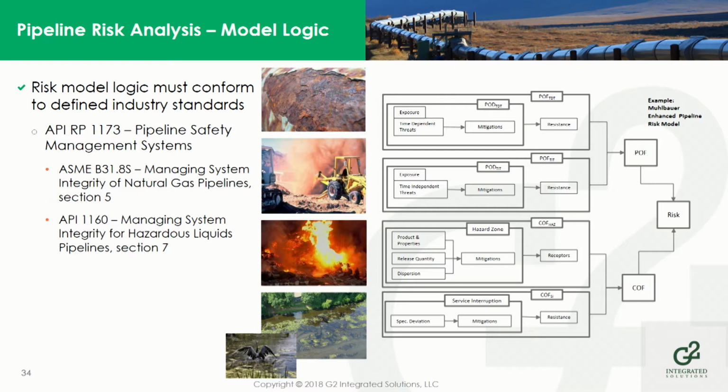On the consequence of failure side of it, we're generally concerned about understanding what the consequences of a release will be if we do have a release from the pipeline. For natural gas pipelines, the things that we're primarily worried about are people, right? The threat of ignition of the product. For hazardous liquids pipelines, we also have to take into account potential damage to the environment, as well as drinking water resources and navigable waterways and things like that.